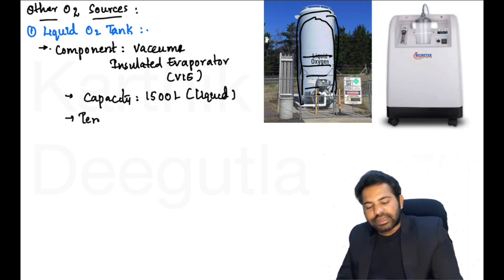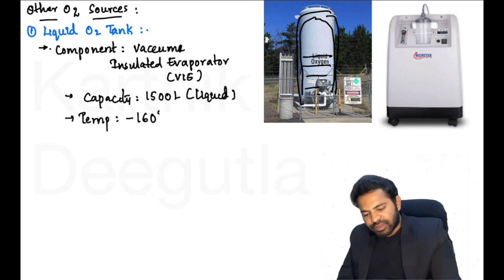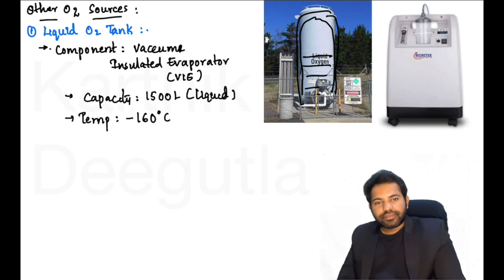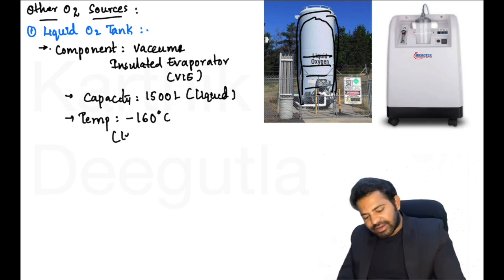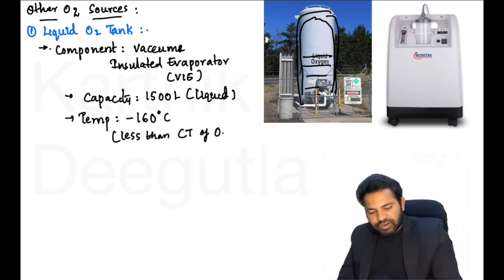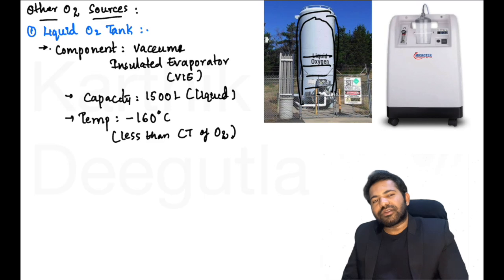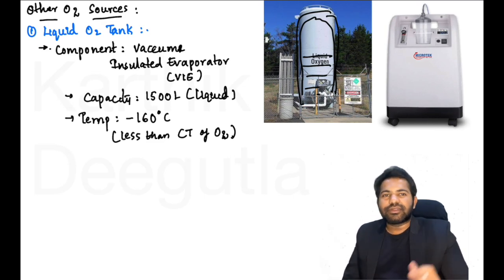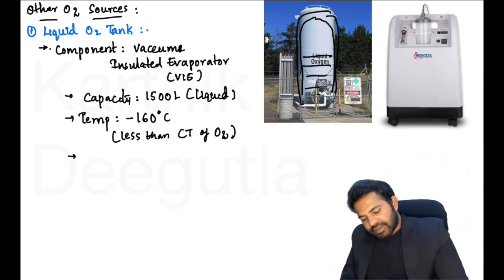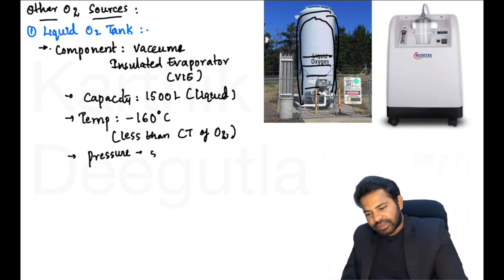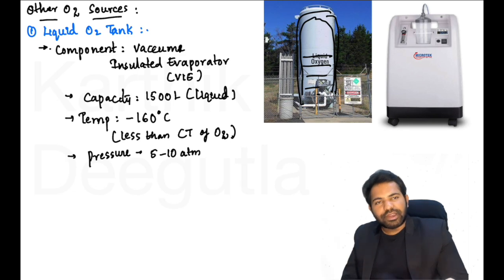And what is the temperature inside a liquid oxygen tank? The temperature is about minus 160 degrees centigrade. Why minus 160 degrees centigrade? Because it has to be less than the critical temperature of oxygen. If it is at the critical temperature of oxygen, a gas cannot be converted into a liquid, so it has to be less than the critical temperature. So it will be minus 160 degrees centigrade. And how much is the pressure? The pressure is 5 to 10 atmospheres.